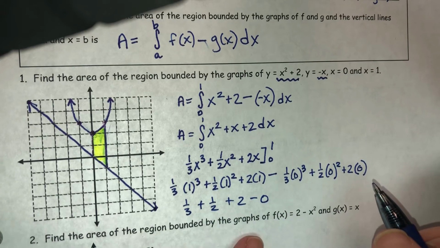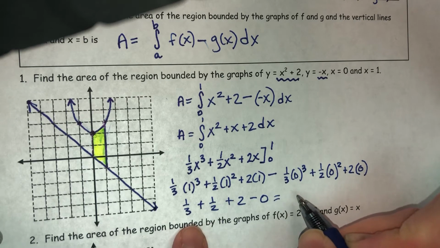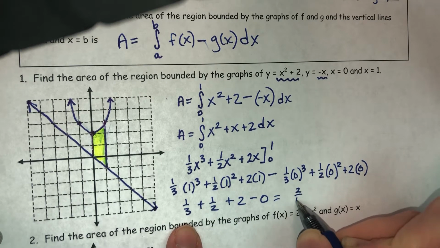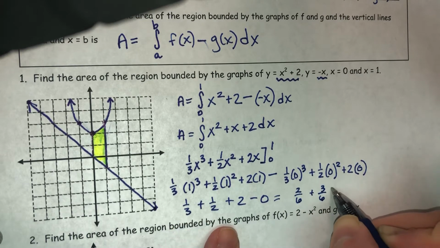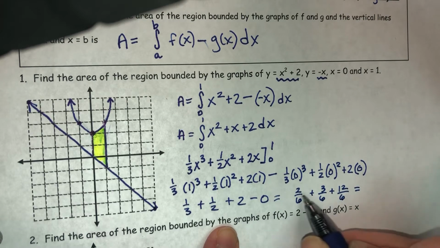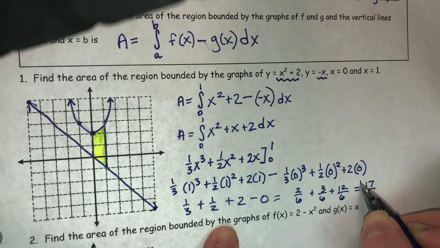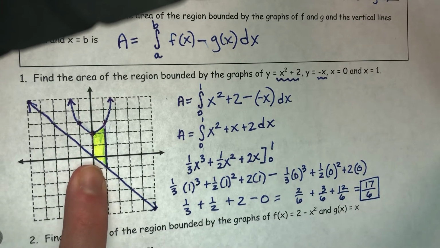And so we just need to do some arithmetic to get the answer. We could get this all in terms of sixths. So this would be 2/6 plus 3/6 plus 12/6. So 12 and 5 makes 17/6. So that is the area of this region that I've highlighted on the graph.